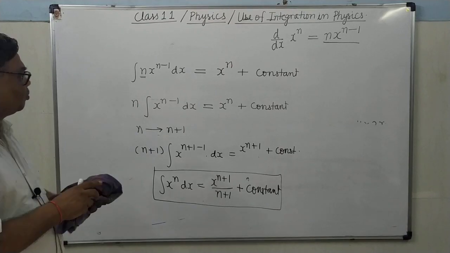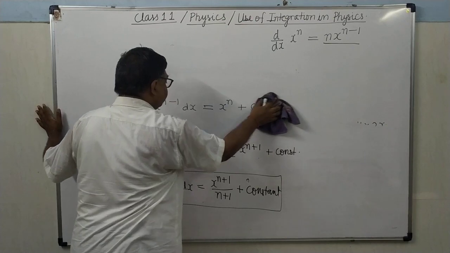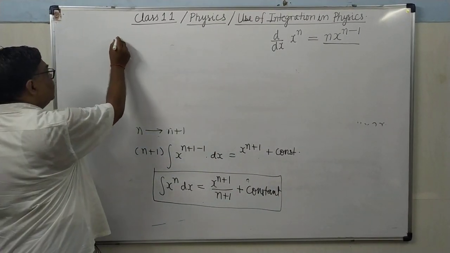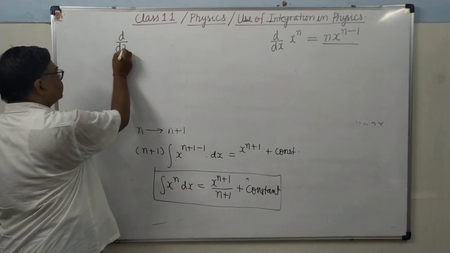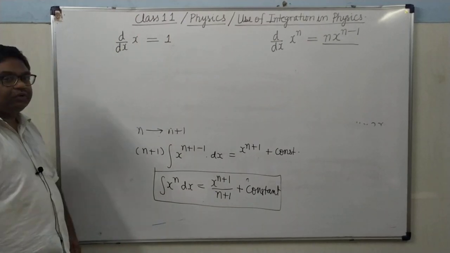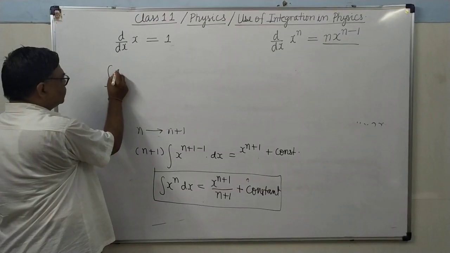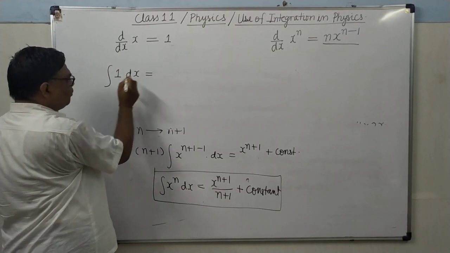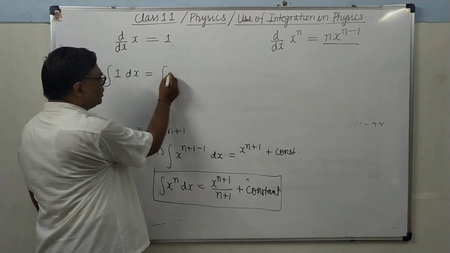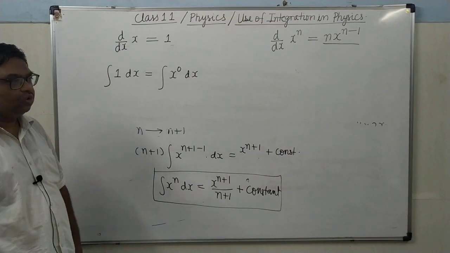Now see here, I will take and find out integral 1 dx. As you have seen, d by dx of x equals 1. Now when you integrate 1, you will get x. You see here, integral 1 dx. How will you simplify? Integral 1 is not in terms of x, so you can write it as x to the power 0 dx.